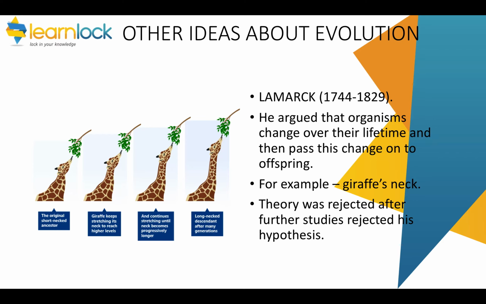But obviously we know this can't be true now because, say, for example, you had a dog and you dyed part of its hair pink, it wouldn't pass that on to its offspring. So you can only pass on something that is part of your genetic code.